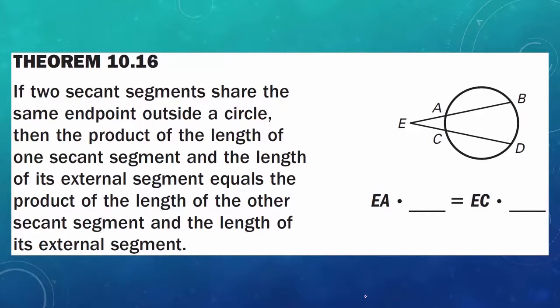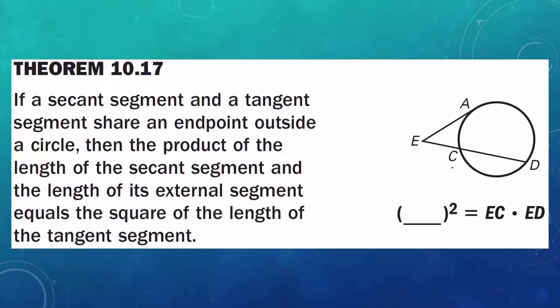Theorem 10.16. If two secant segments share the same endpoint outside a circle, then the product of the length of one secant segment and the length of its external segment equals the product of the length of the other secant segment and the length of its external segment. So in this case over here, we've got two secants, EB and ED, and their lengths are basically EA times the whole length EB is equal to EC times the whole length of ED.